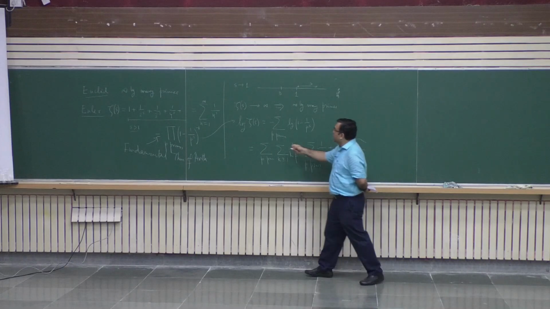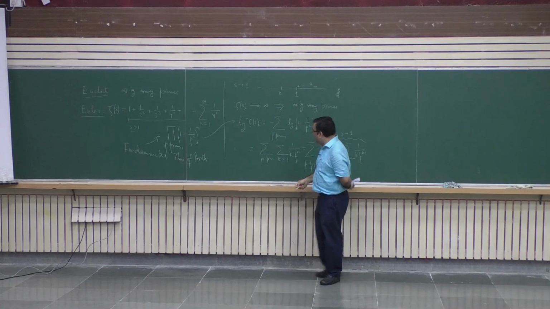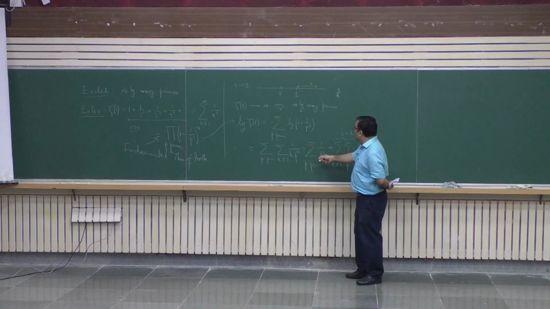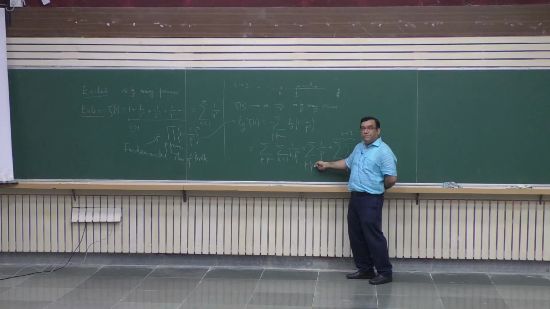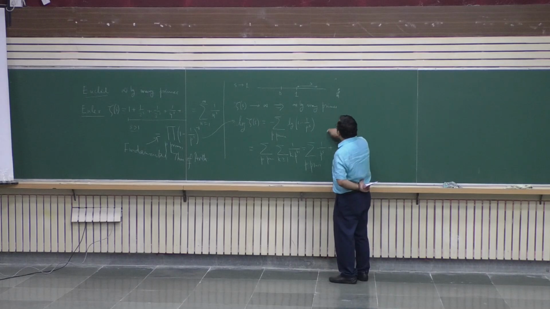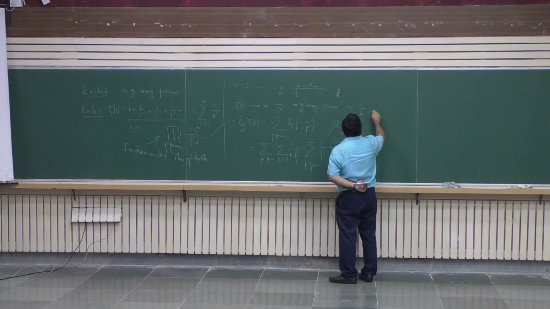But since zeta goes to infinity, this sum plus this goes to infinity, while this remains finite. So from here you can conclude that if you take the reciprocals of the primes and add them up, that is also infinite.